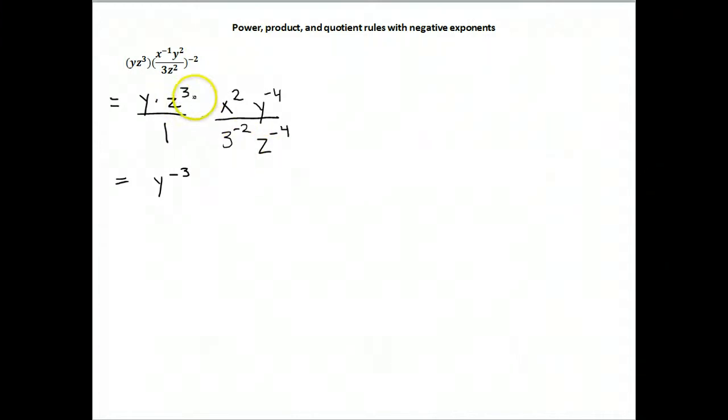We have a z. The quotient rule for exponents tells us that we can subtract the powers when we're dividing. So 3 minus a negative 4 would give us a positive 7. So that's z to the seventh power. And then there's no other x's there, so we have x squared, and all over 3 to the negative second power.